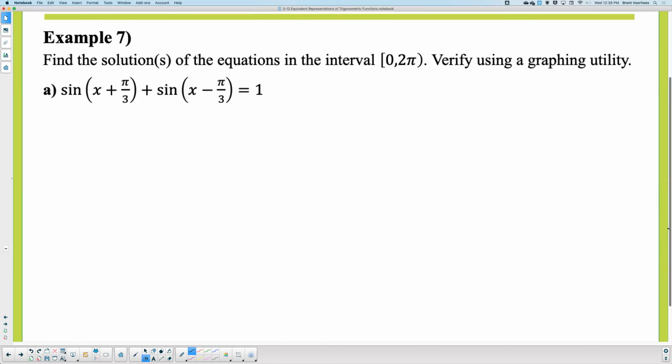Not a product property. This is a sum identity. It's a sine with a sum. This is a plus b. So here's what this right here is equal to, get ready: sine x cos b, cos pi over 3. That's sine a cos b plus cos x sine pi over 3.